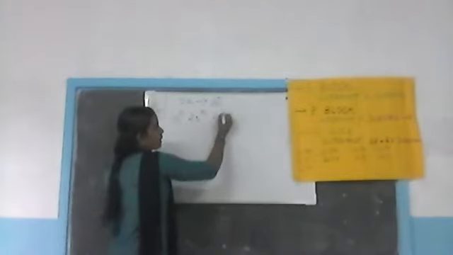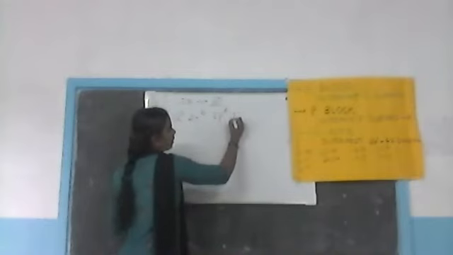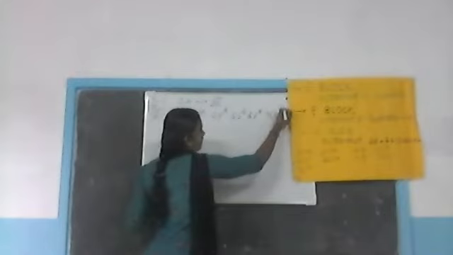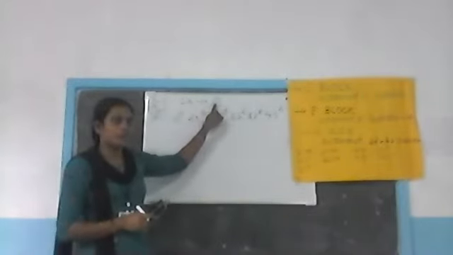1s2, 2s2, 2p6, 3s2, 6 plus 2, 10, 12, 14 only. Then 3p6, 4s2. Isn't it? So calcium has an atomic number 20. For 20, we have to write the electronic configuration like this.